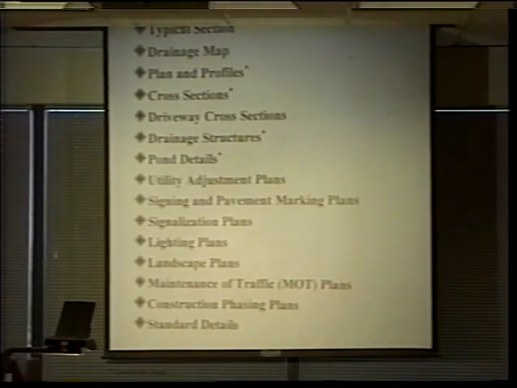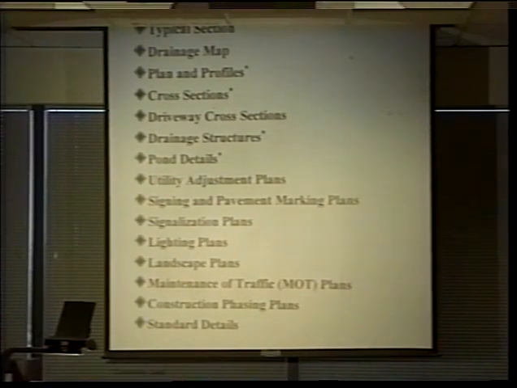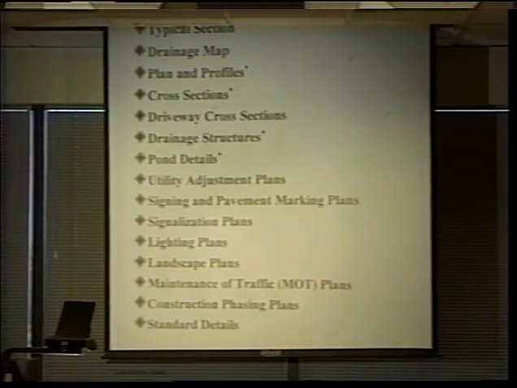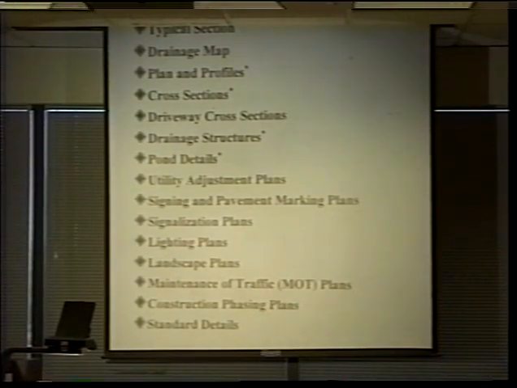Signing and pavement marking plans are how the paint is going to be applied to the pavement. How many lanes of traffic you're going to have, the striping, and what the pavement marking is going to be. Are you going to have a 4-foot bicycle path along the edge of the pavement? Are you going to have several lanes of traffic? Where is the delineation going to be for your left turn lanes, right turn lanes, etc.? That kind of painting plan is shown on the signing and pavement marking.